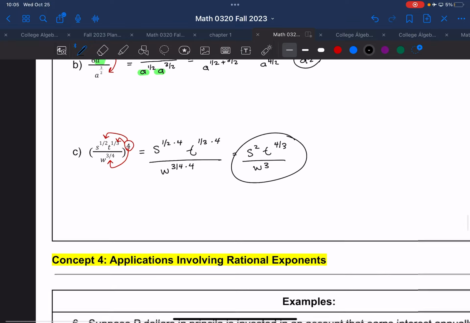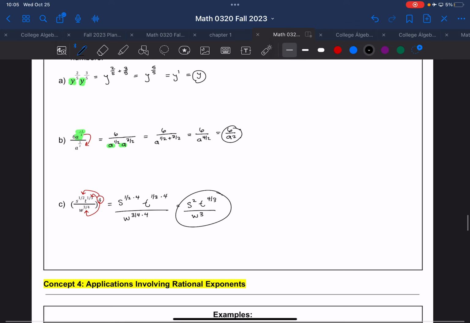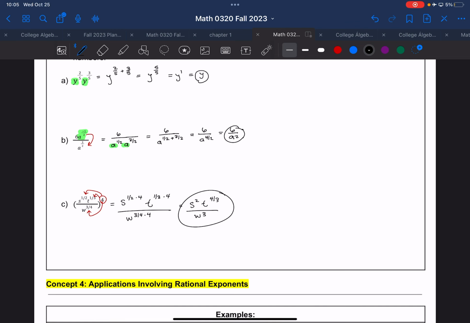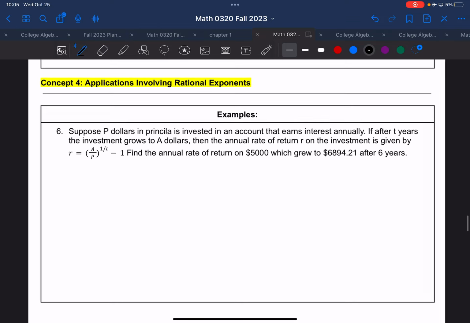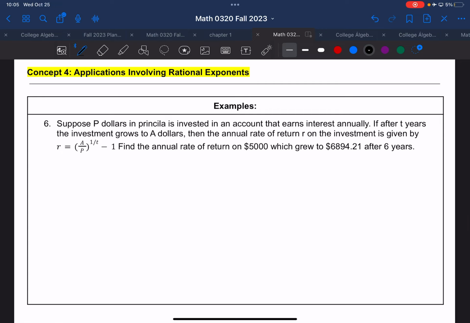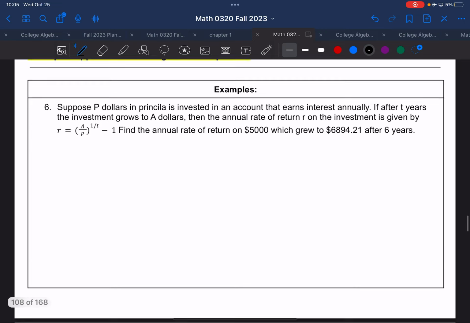Okay, any questions on that concept? We have one more problem left. So again, this is using the properties of exponents. Last one is applications involving rational exponents. So it's just one last problem.